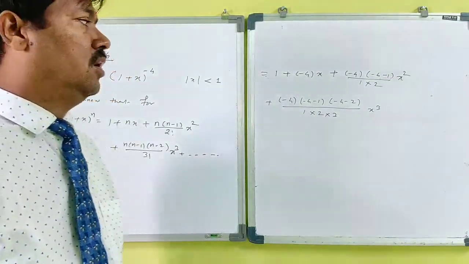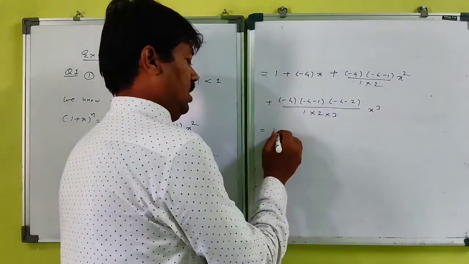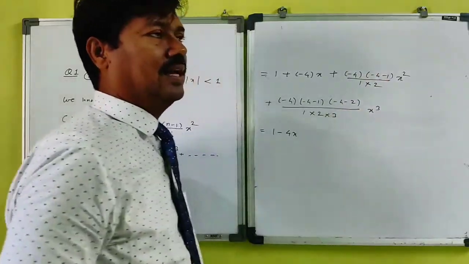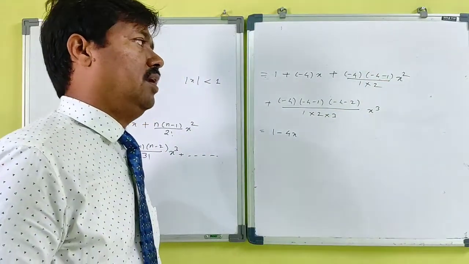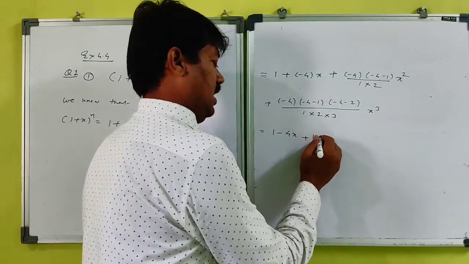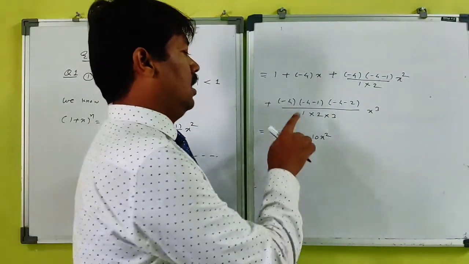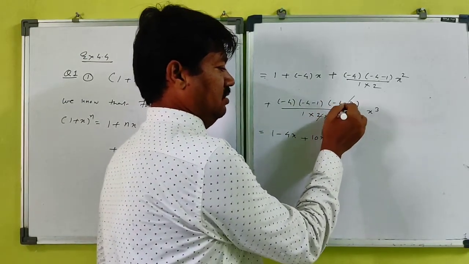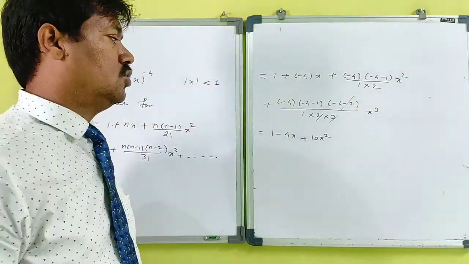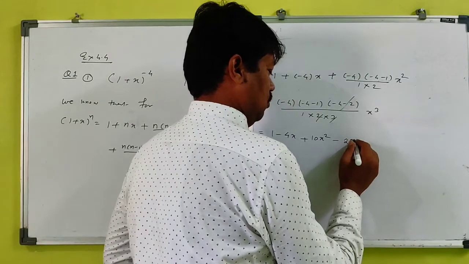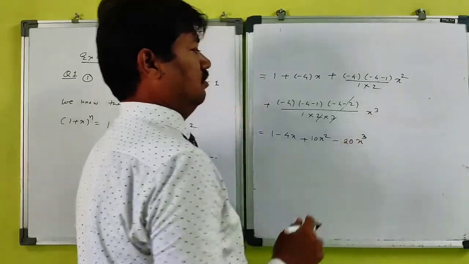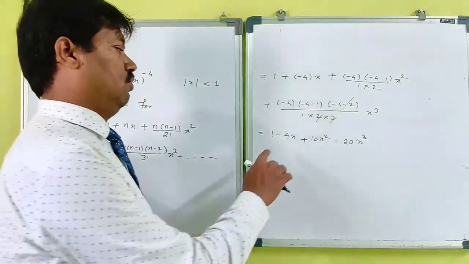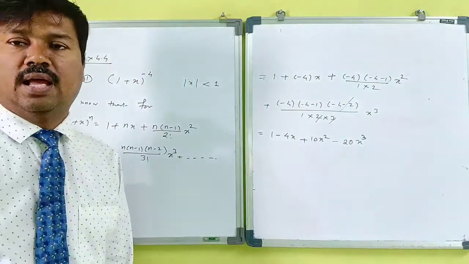So here it is 1 minus 4x. What is this one? Minus 4 into minus 5 becomes plus 20. 20 upon 2 is 10, so it is 10x squared. Next, minus 4 into minus 5 becomes 20, into this 6, that gets cancelled with the factorial, but this minus sign is there. So it is minus 20x cubed. That is the expression for the first 4 terms.